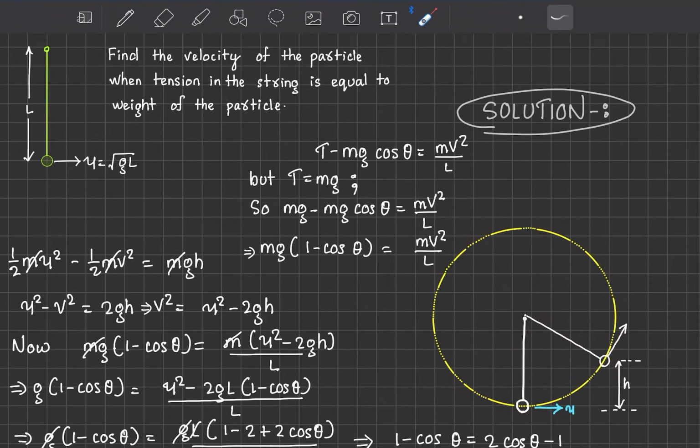Now tension right here will be given by this equation: T minus mg cos theta equals mv square by r, or in this case r equals L. Hence let's put the values. So T value is given as mg. Putting the value we get mg minus mg cos theta equals mv square by L, or taking mg common we get mg(1 minus cos theta) equals mv square by L. In this problem we have theta and v, both unknown.